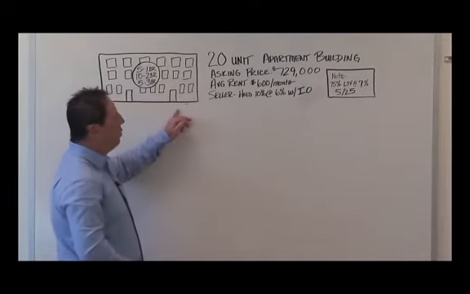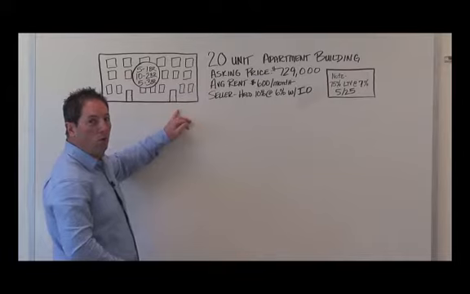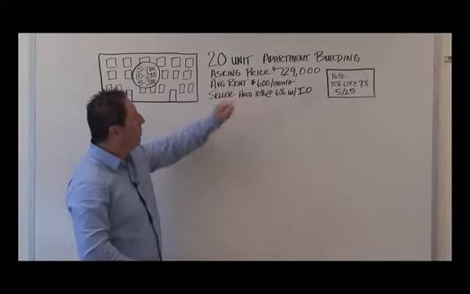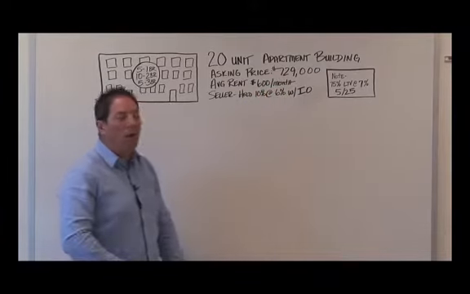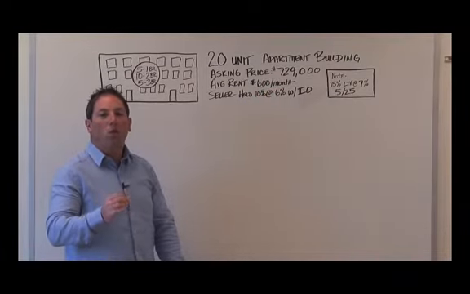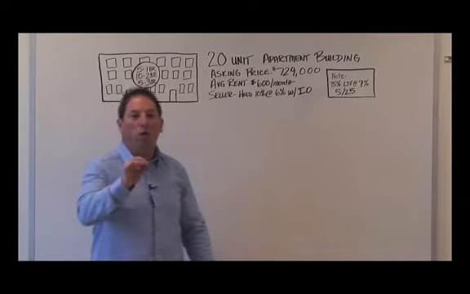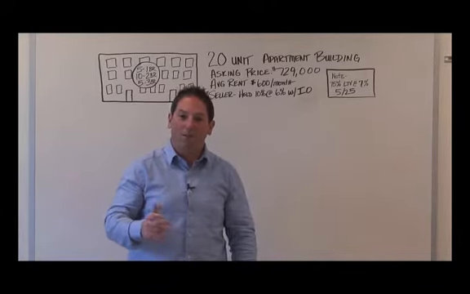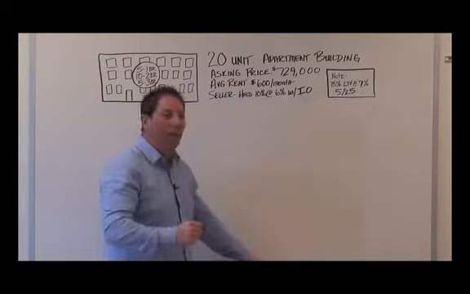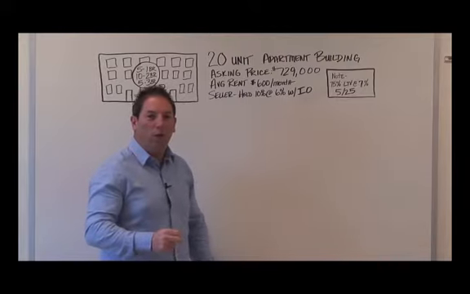So let's review. We've got a very nice unit mix of 1s, 2s, and 3s. The average rent per month is $600. It's a 20-unit apartment building with an asking price of $729,000. And so I ask you, is it a good deal? Let's find out. Let's do a cash flow analysis.